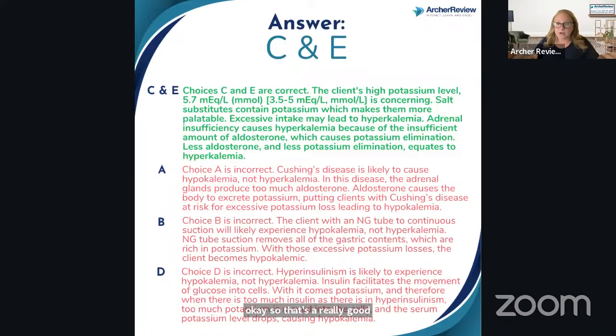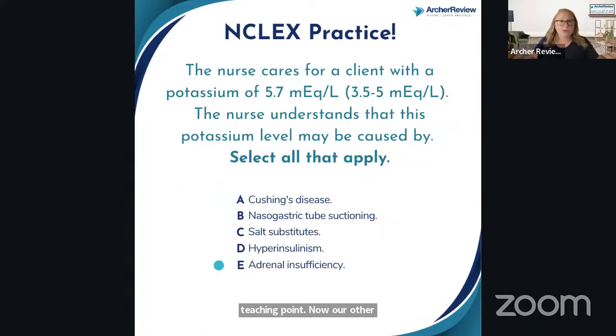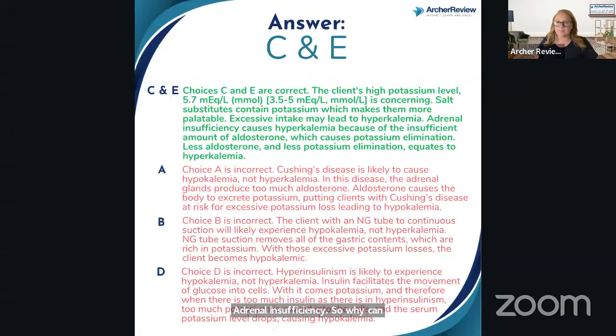Now, our other answer, if I go back and show you, was adrenal insufficiency, right? Adrenal insufficiency. So why can that cause high potassium? Well, in adrenal insufficiency, we're not making enough of those steroids. That's what our adrenal glands do. One of the things the adrenal glands make is aldosterone. If we're not making enough aldosterone, what happens?